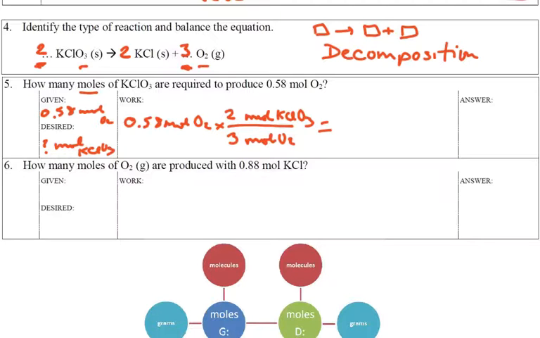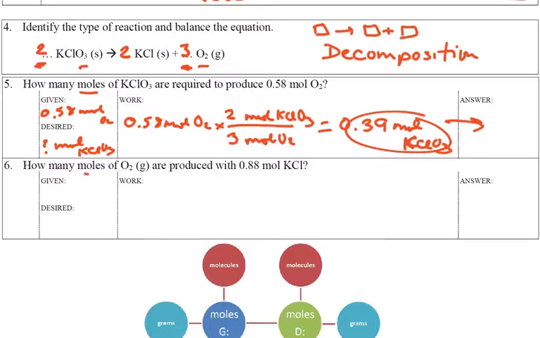Now when I work out that answer, it's pretty obvious. It's 0.58 times 2 divided by 3. So I'm going to get 0.39 moles of KClO3. And in fact, that is my answer. I could have written it over there. Okay, so 0.39 moles of KClO3. Same way over here.